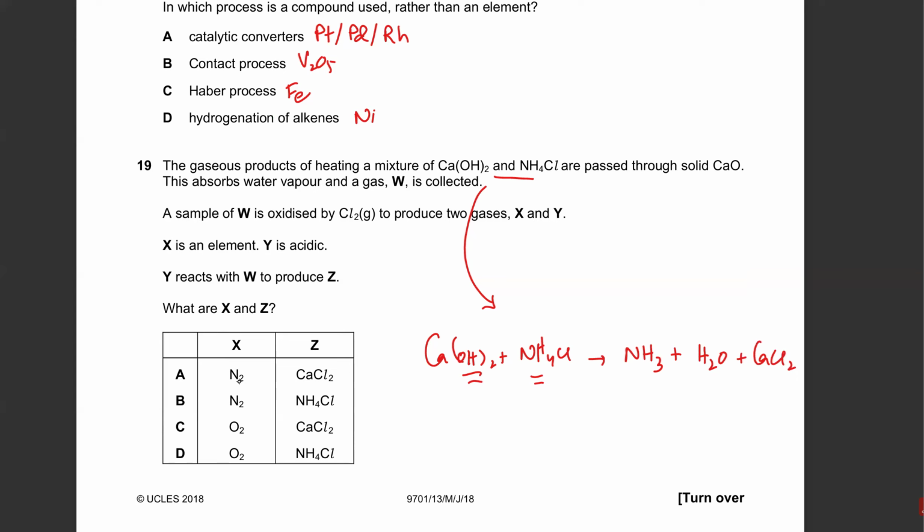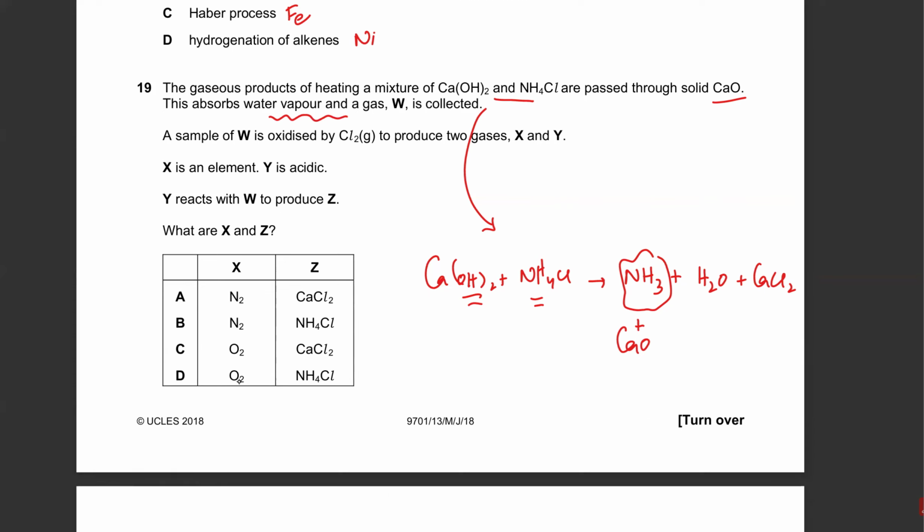So that's calcium and chloride. So we're talking about ammonia gas, right? And ammonia gas is passed through solid calcium oxide. So I don't think the ammonia gas and calcium oxide have any reaction because they're both basic, right? So it's only to absorb water vapors, and a gas W is collected. I don't know why there's another gas being collected. It's a pretty long question. So it says that W is collected. Why is there going to be W?